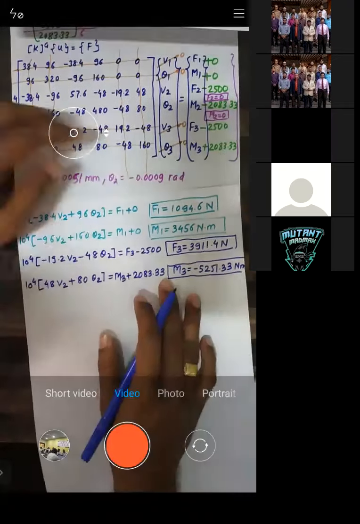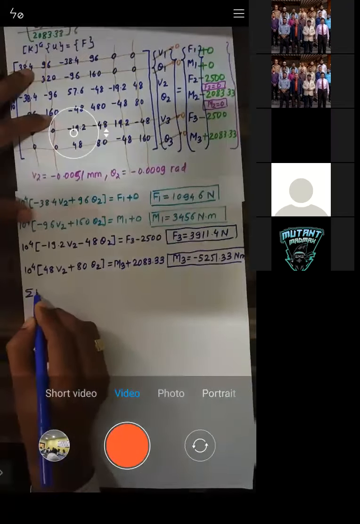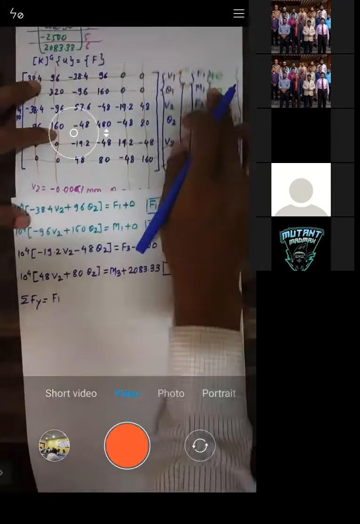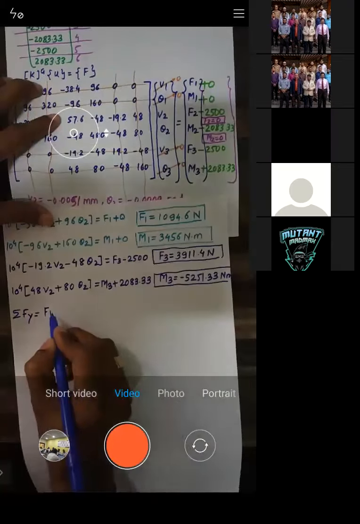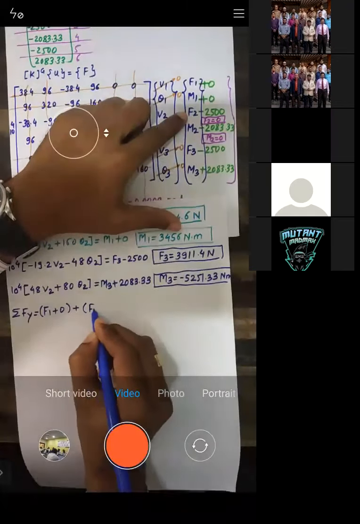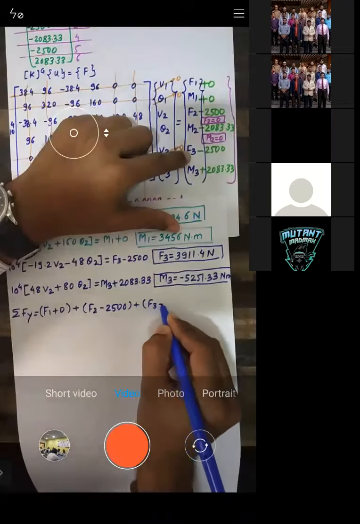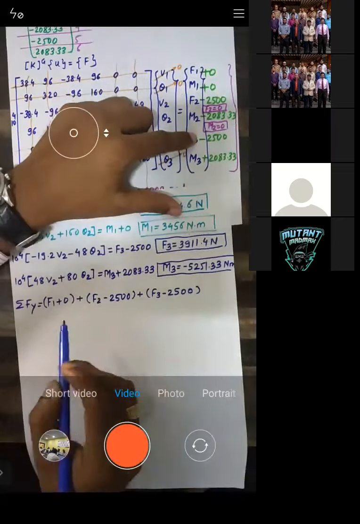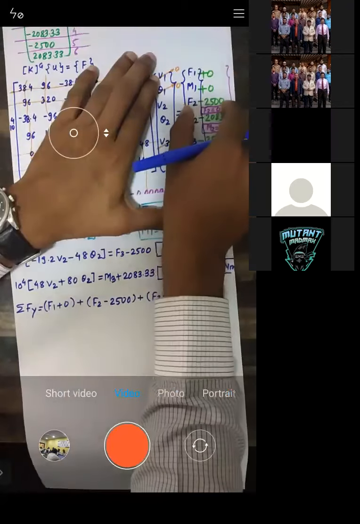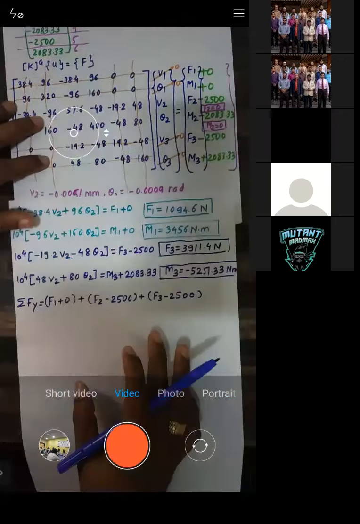Now see, once we have these reactions, we will try to check the summation of the forces in y direction. Those forces, as we know, are F1 plus 0 plus F2 minus 2500 plus F3 minus 2500. You can't just write F1 plus F2 plus F3. This is a total force: first is F1 plus 0, second is F2 minus 2500, third is again F3 minus 2500. So that total term you should consider.